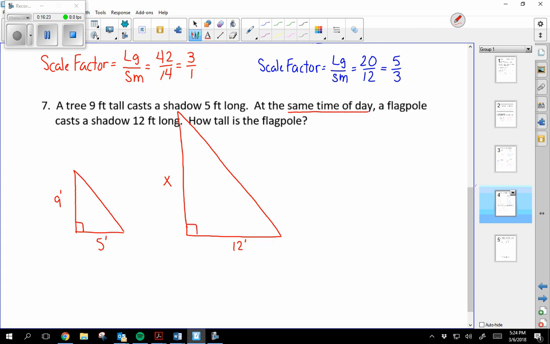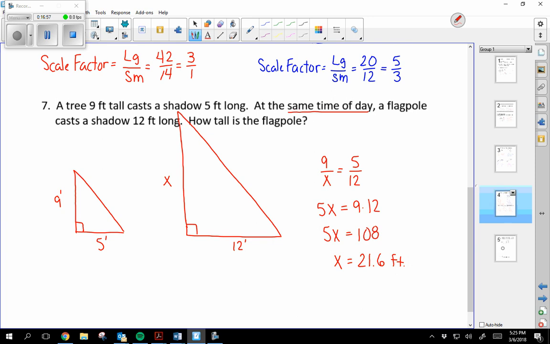Well, then it's just another quick proportion. Let's say we compare 9 to x and set that equal to 5 to 12. Cross multiply, we're going to have 5 times x equals 9 times 12. That's going to give us 5x equals 108, and when you divide by 5, x will equal 21.6, and we must label that in feet.